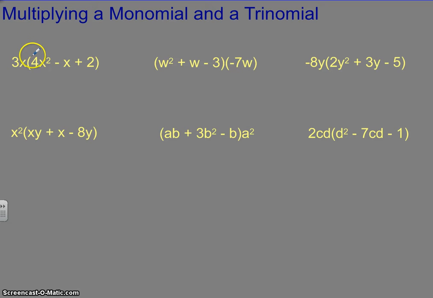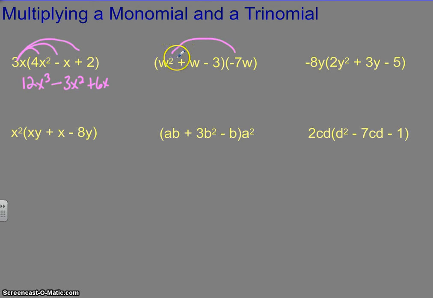Next, multiplying a monomial and a trinomial together, same thing. I'm just using distributive property. I'm just going to do it one extra time. Okay, so 3x times 4x squared, that's going to be 12x^3, okay, minus 3x times x is 3x squared, plus 6x. Okay, again, I just took this and I multiplied it by each thing. If I had 50 things in the parentheses, I'd multiply this by all 50 things, okay, to get my answer.